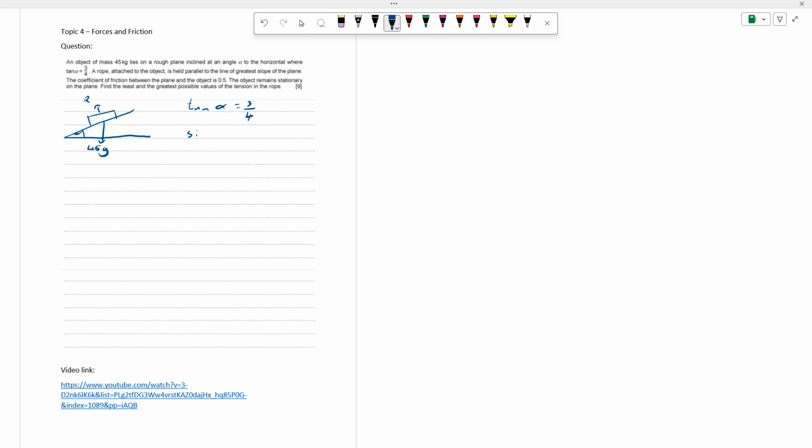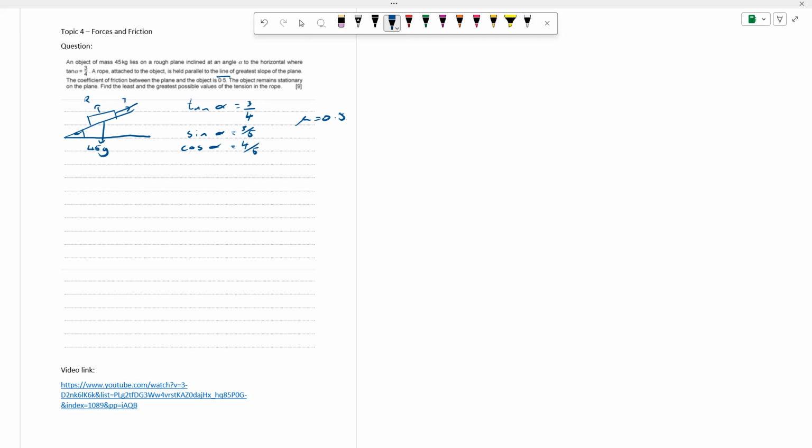What I recommend is to straight away write what cos and sine of alpha would be. So sine would be 3 over 5, and cos would be 4 over 5 using your triangles. A rope is attached, parallel to the line of greatest slope of the plane. So there's my rope, so there's going to be tension in my rope. The coefficient of friction between the plane and the object is 0.5. So that's my mu. The object remains stationary on the plane. Find the least and greatest values for the tension.